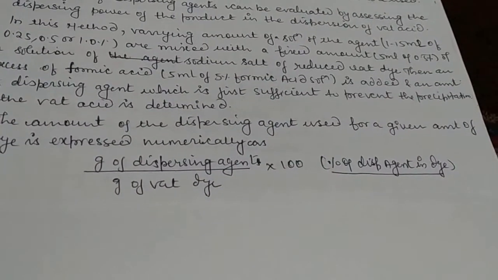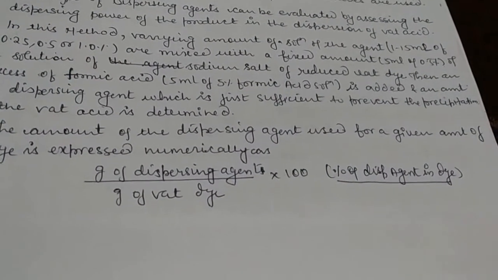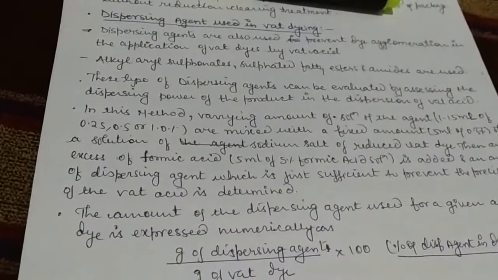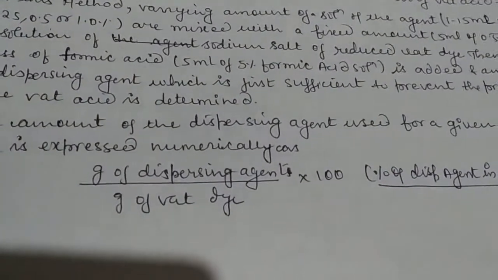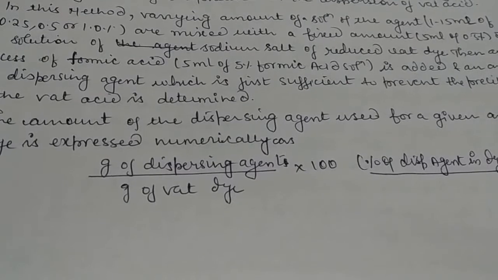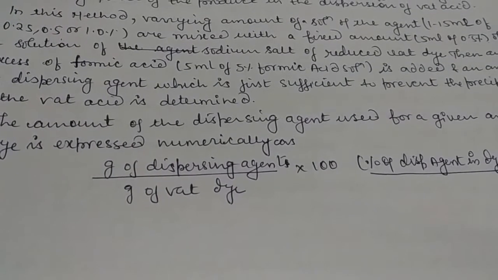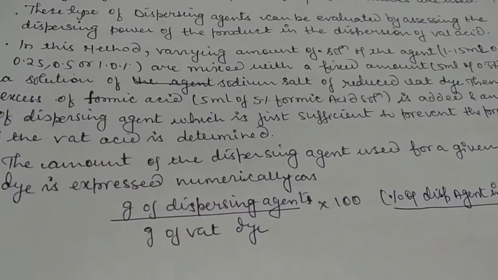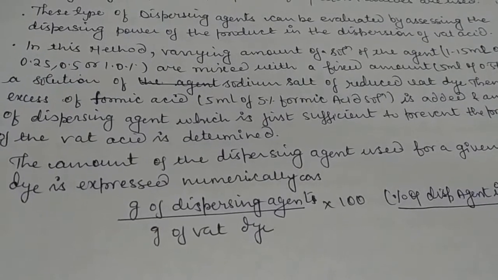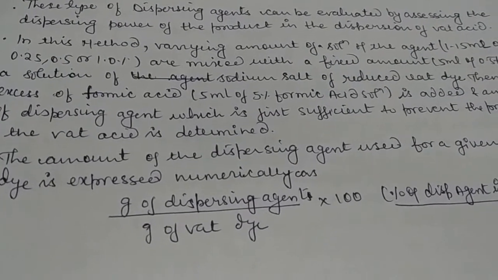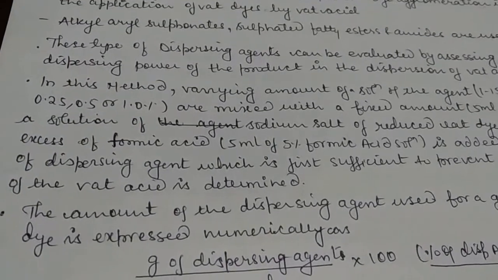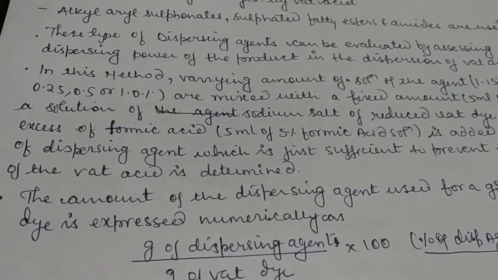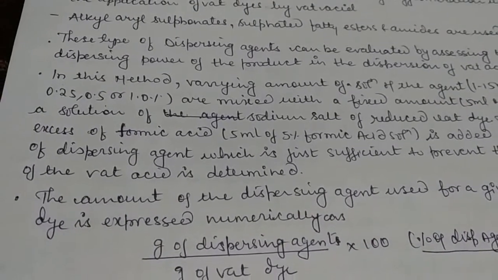So in this video we discussed the dispersing agent's function in vat dye, as well as how we evaluate the dispersing power of a dispersing agent used in vat dyeing, and what the chemical bases of the dispersing agent used in vat dye are. So we can conclude here about the role of dispersing agent in disperse dye as well as vat dye, or in some other dyes.